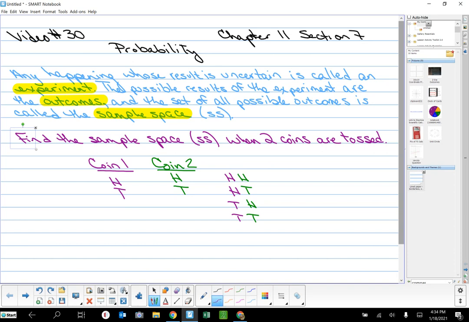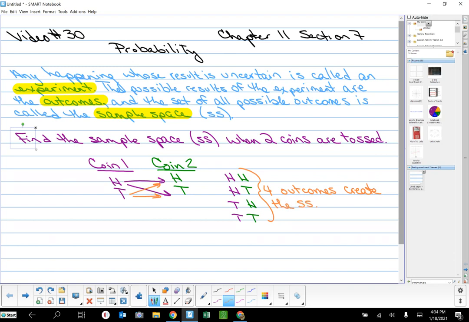So you could actually draw a line, right? You could go, that could go to that, or it can go to that. And then the tail could go to the head, or it could go to the tail. So you have 4 possible outcomes here. These are the 4 possible outcomes. 4 outcomes. Create your sample space.